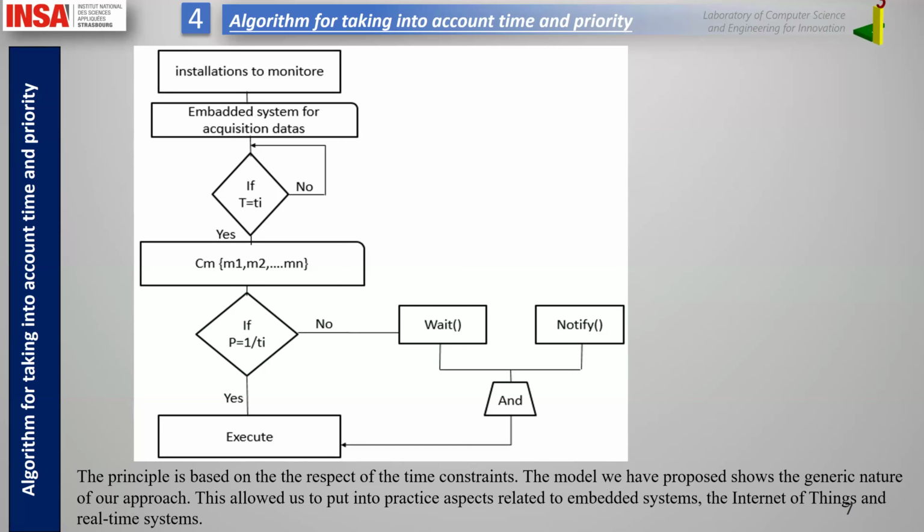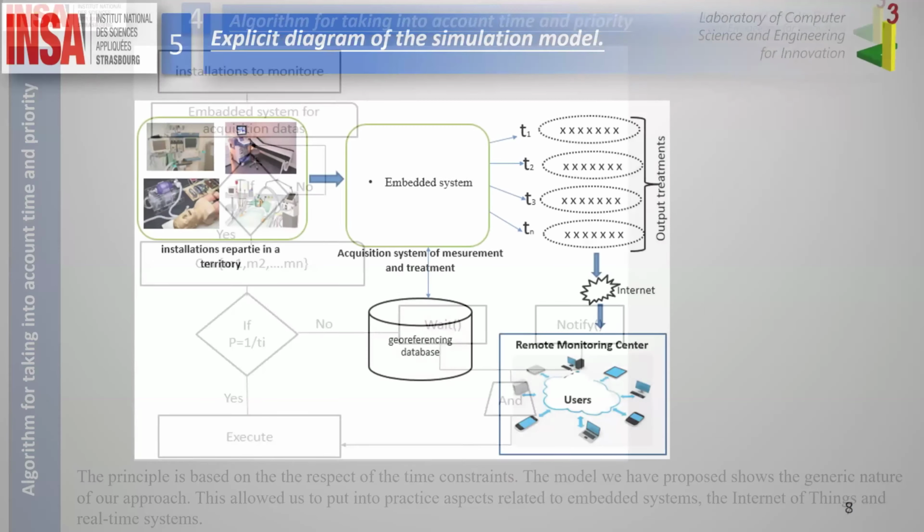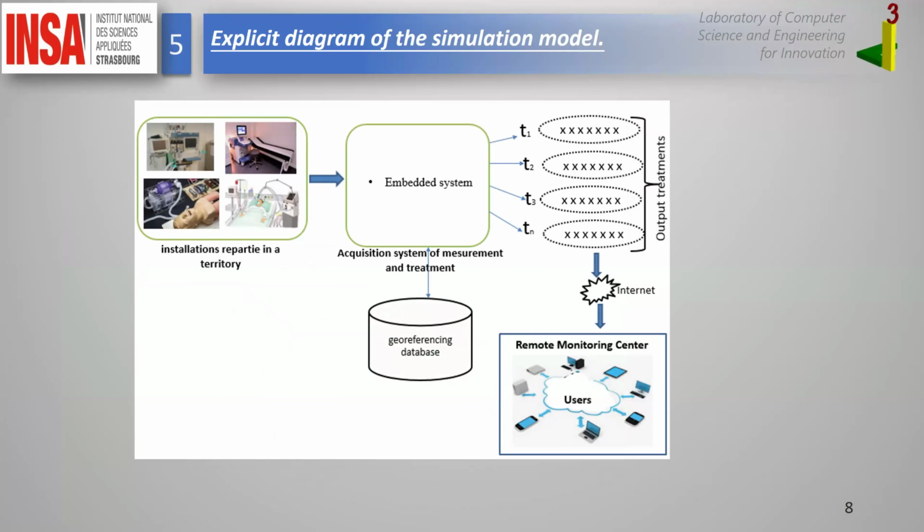The model we have proposed initially will generate a nature of approach. This allows us to put into practice a space related to embedded system, the Internet of Things, and real-time system. Here, we have installations distributed across our territory. The installations are embedded systems for measurement acquisition, and T1, T2, T3, etc. are the times of output measurement. This output measurement is treated, and we send this output treatment to the remote monitoring center.